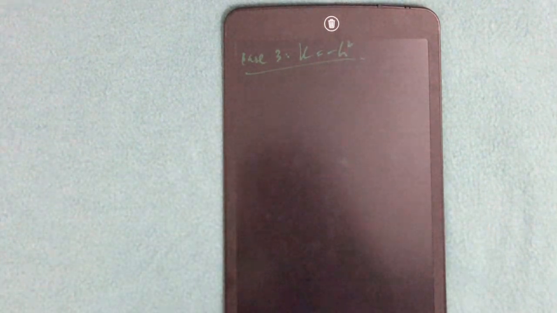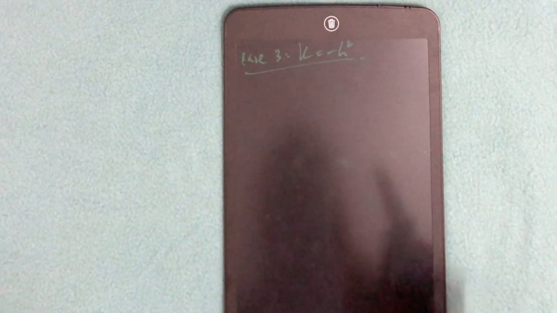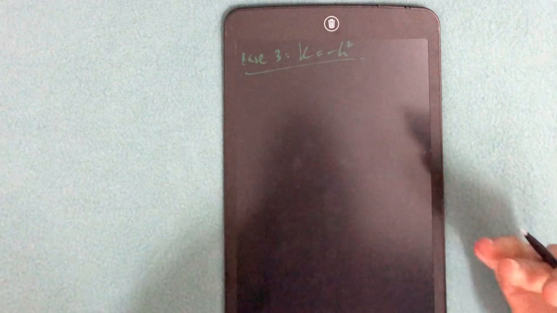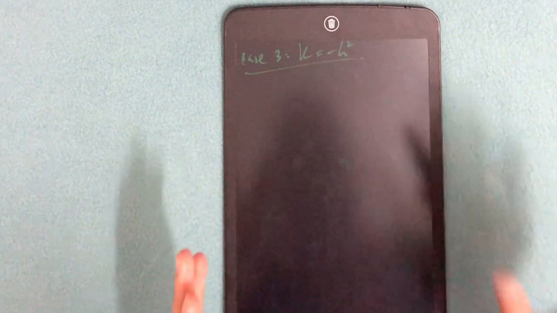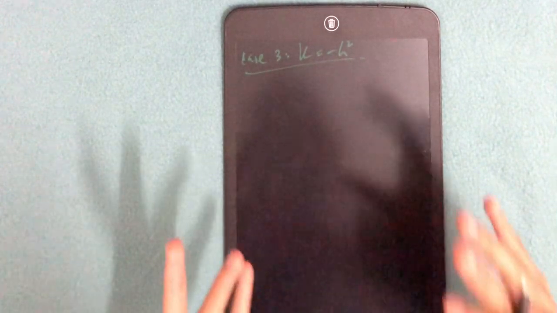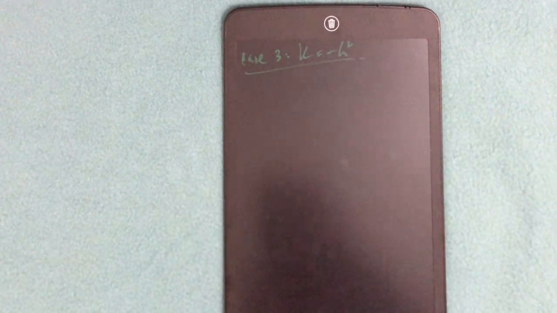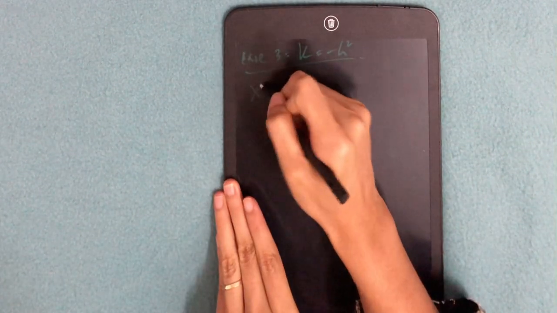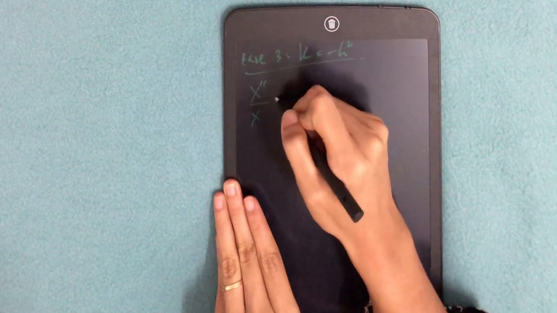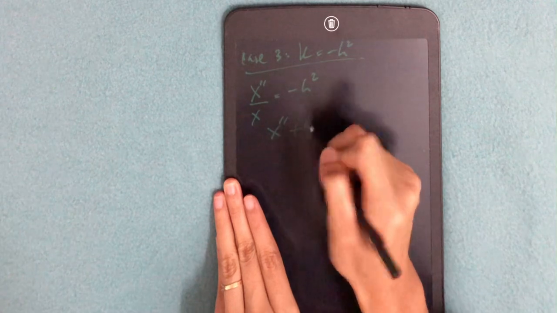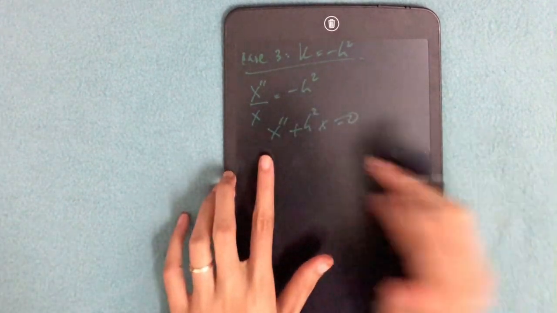Alright, now case number 3 must have a solution. Mesti ada. If it says you get 0, let's say you do it and you still get 0, right? That means you need to adjust to make it so that there is a solution for this case. Kena adakan juga solution kat sini. So X double prime over X, just now, equal to k. Now your k is negative lambda squared. So X double prime plus lambda squared X equal to 0. This is your equation.